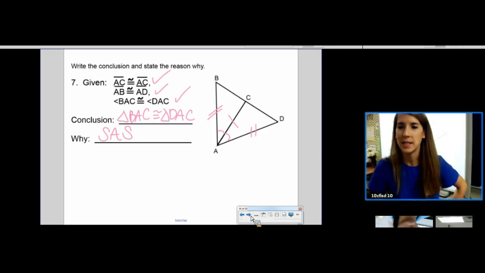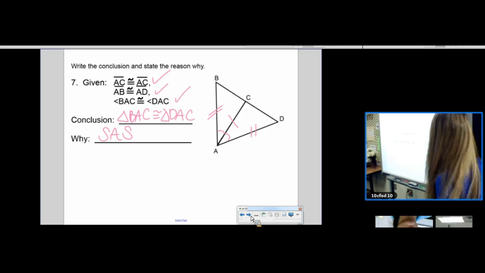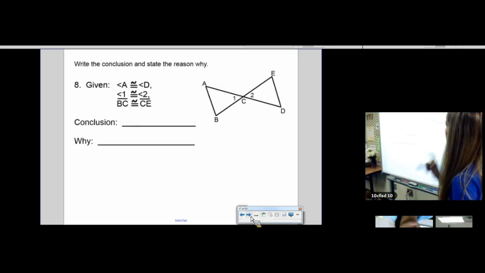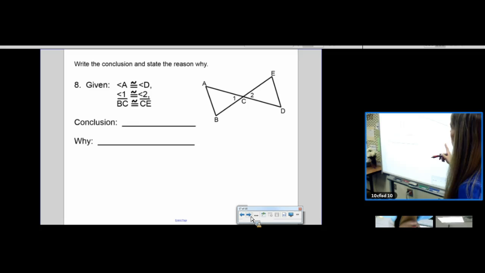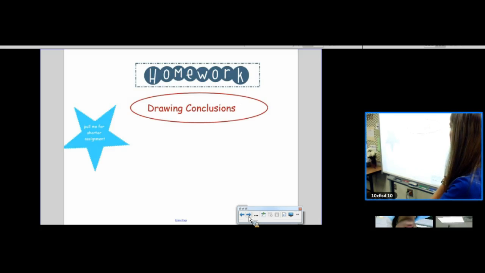We didn't do any CPCTC ones. I wonder if I still have more. That one's just another one where it's going to be angle, side, angle, it looks like. Let's see if I have a CPCTC one. No, I don't.